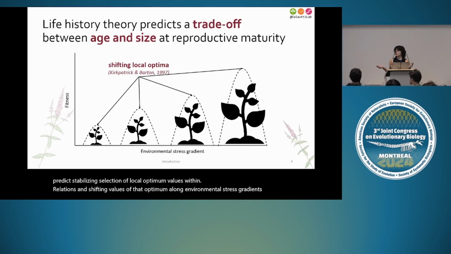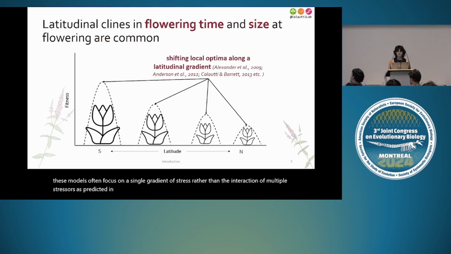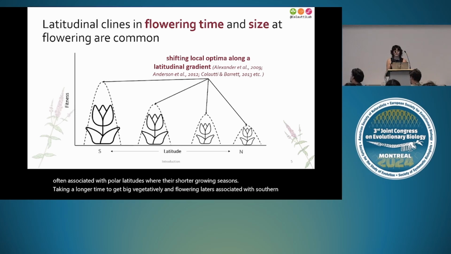However, these models often focus on a single gradient of stress rather than the interaction of multiple stressors as predicted in natural systems. In flowering plants, latitudinal clines in growth and reproductive phenology are very common, such that early flowering at a small size is often associated with polar latitudes where there are shorter growing seasons, and taking a longer time to get big vegetatively and flowering later is associated with southern latitudes where the growing season is longer. Common garden and reciprocal transplant experiments often find this to be locally adaptive.